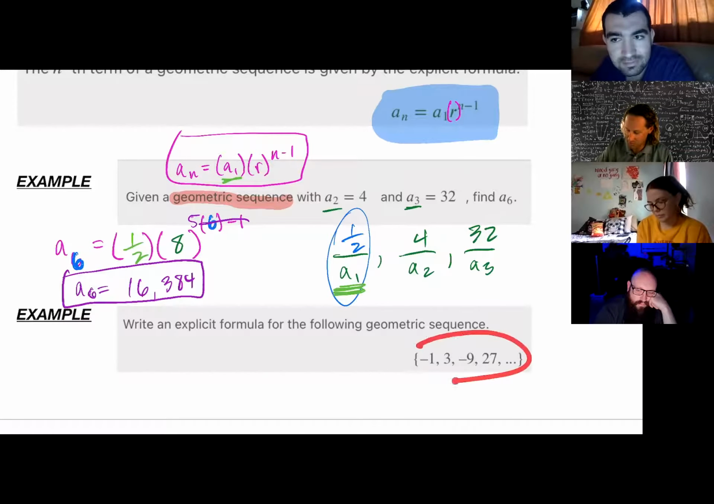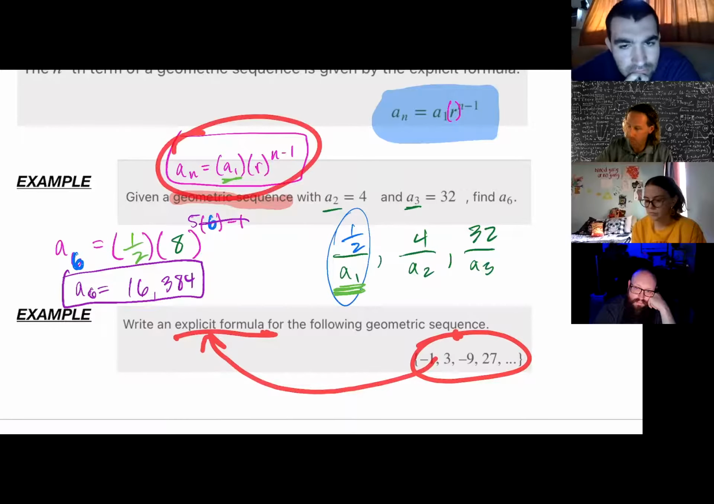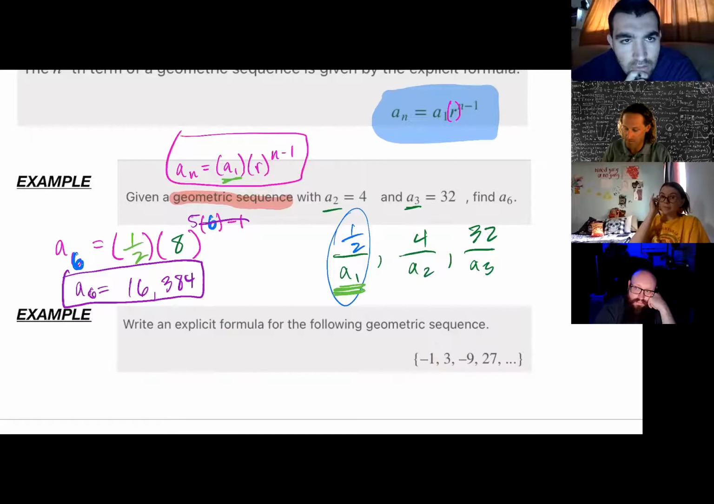This one wants us to, if they give us a sequence, a list of numbers, write that formula. And what are the only 2 things I need? R and the first term. That's it. Yeah. They definitely gave us the first term. What do we need?